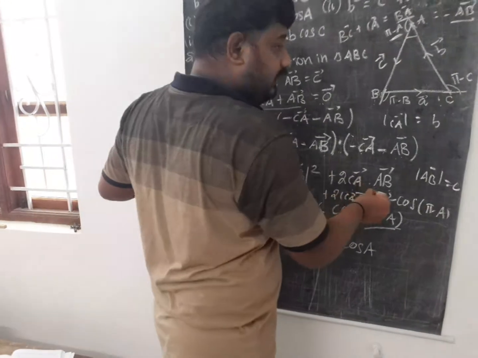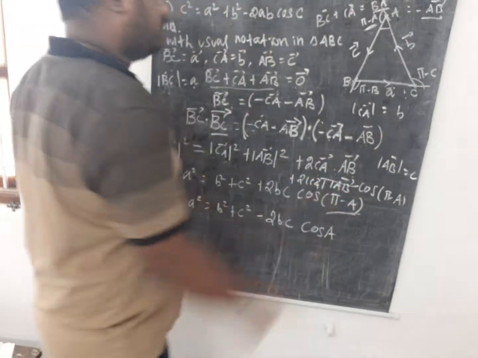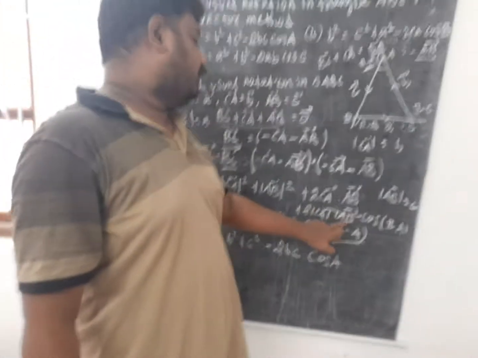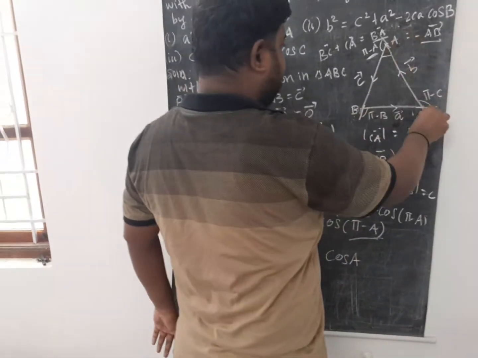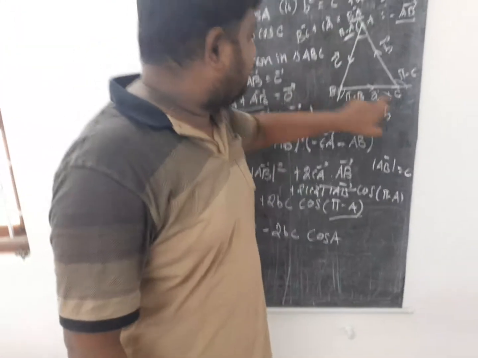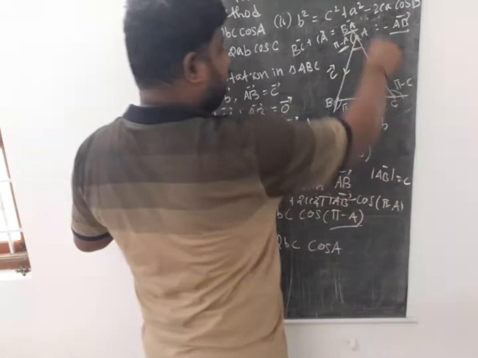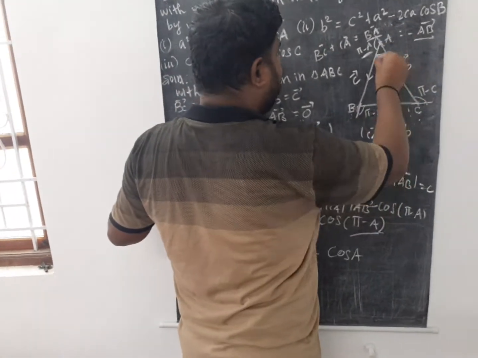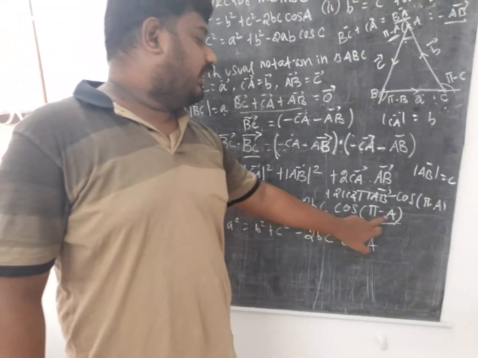We are using the 11th standard formula: A vector dot B vector is equal to modulus of A vector into modulus of B vector into cos theta. Theta is the angle between the two vectors, here AC vector and AB vector, and the angle between them is pi minus A. Suppose for AB vector and BC vector we would write pi minus B. So cos of pi minus A, where pi means 180 degrees minus theta.